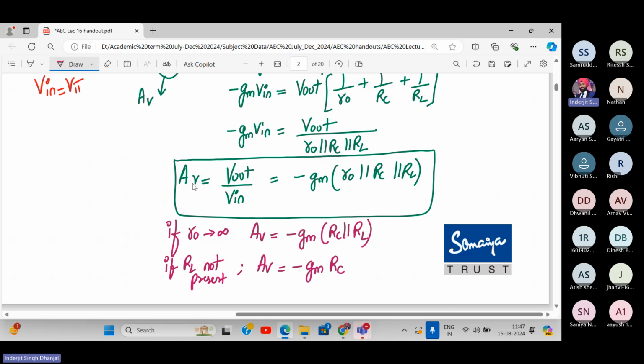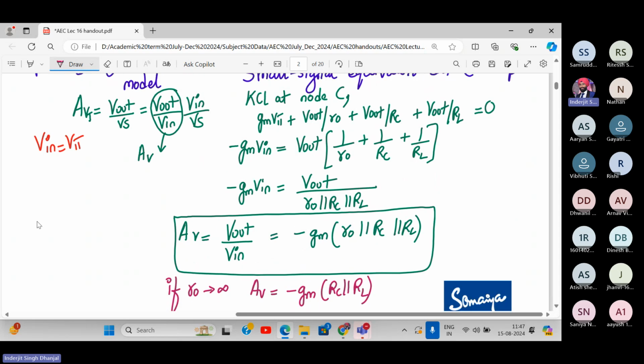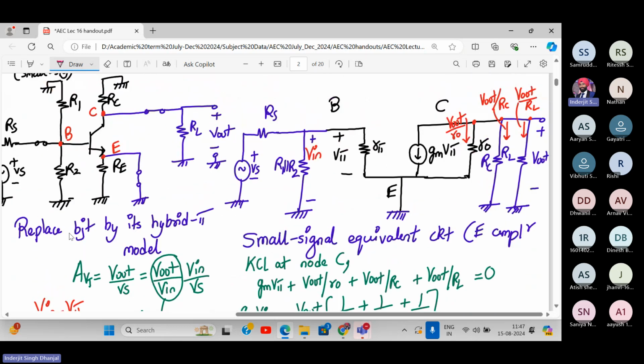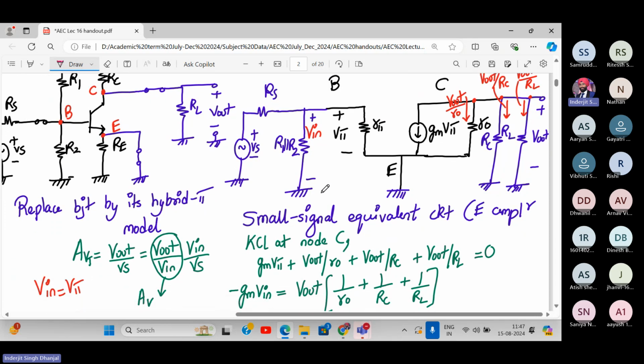And this will be equal to total gain. So AVT will be equal to AV if RS is 0. In this expression, in this diagram, if the source resistance, internal resistance, is 0, then Vs will be equal to Vin. If they are not equal, then what will happen now?